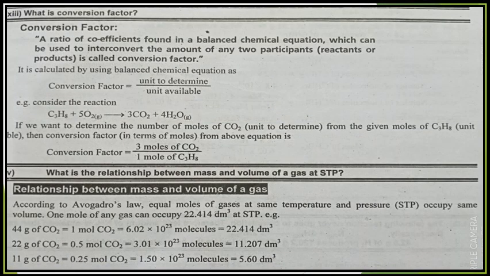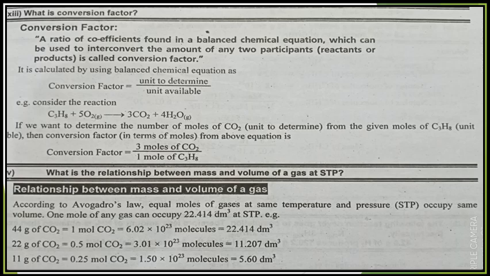Now the next one is: what is a conversion factor? I hope you understand it well now. The conversion factor is the ratio of coefficients found in a balanced chemical equation, which can be used to determine the amounts of any two participants. This is the same as it is given in your book. The formula used: the quantity of the substance you require is written as the numerator, and the quantity which is given, from which you have to prepare the other, is the denominator.